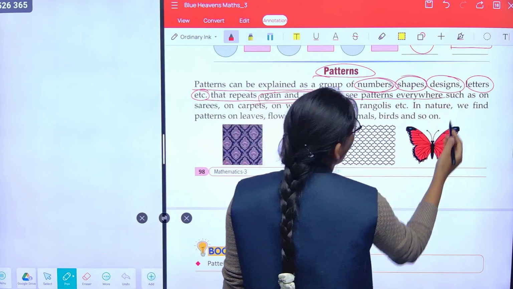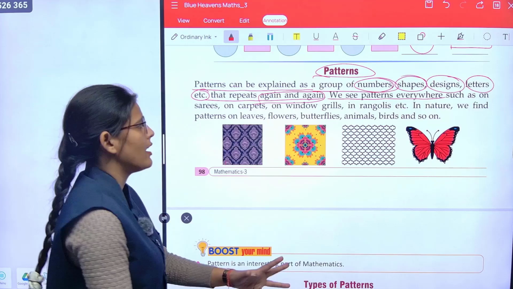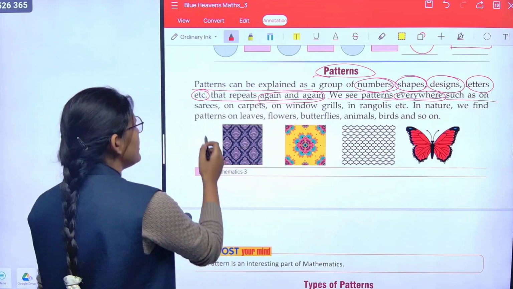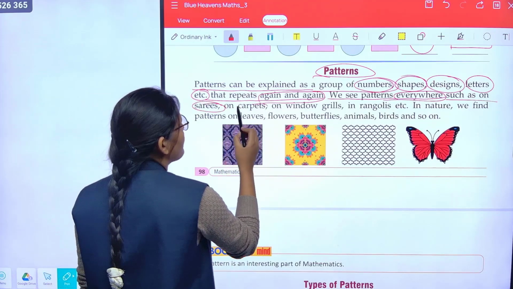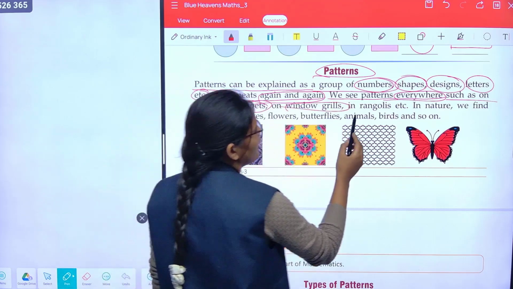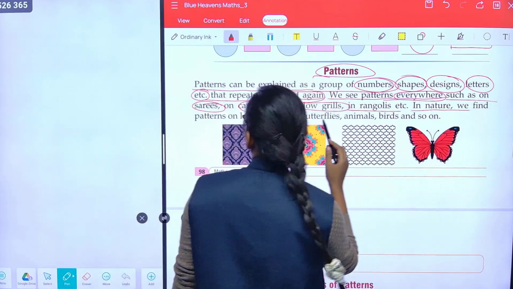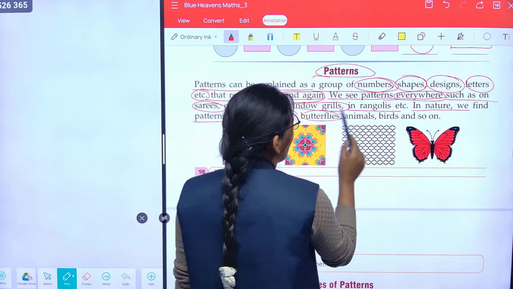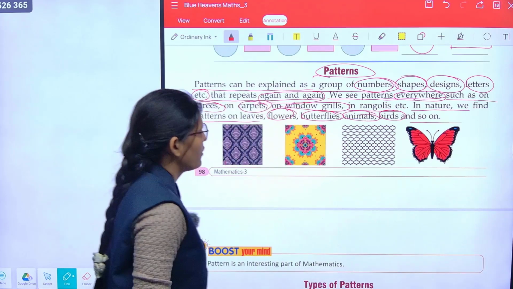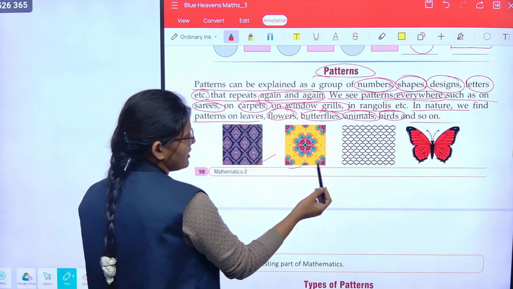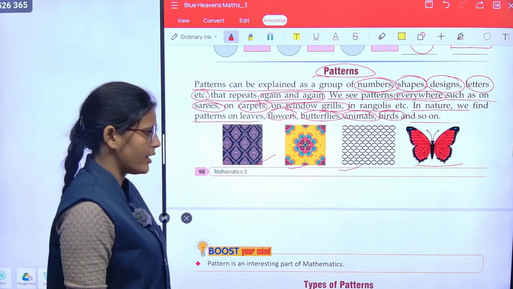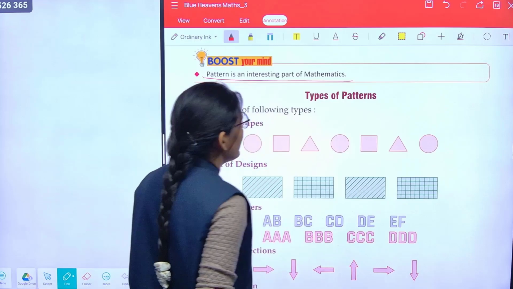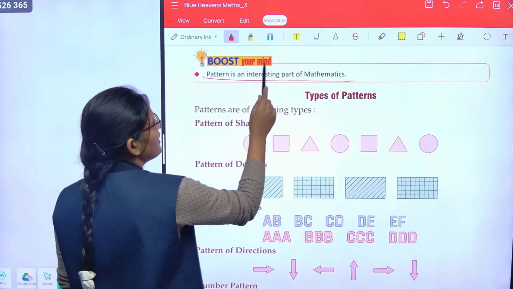We see patterns everywhere, such as on sarees, carpets, window grills, and rangoli, etc. In nature, we find patterns on leaves, flowers, butterflies, animals, birds, and so on. See, a butterfly is also here. Now, students, boost your mind: pattern is an interesting part of mathematics.